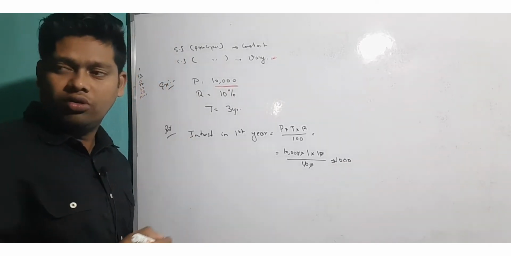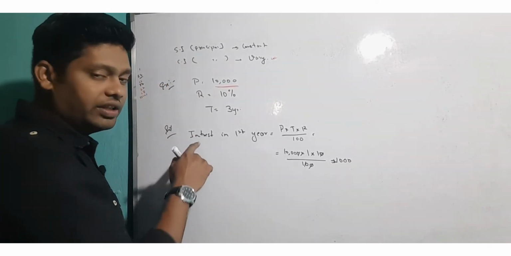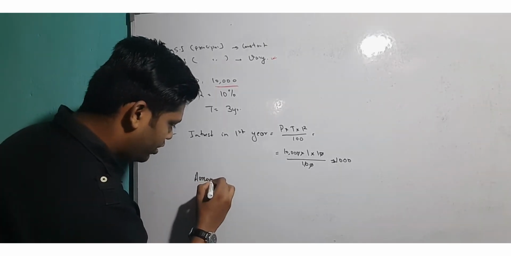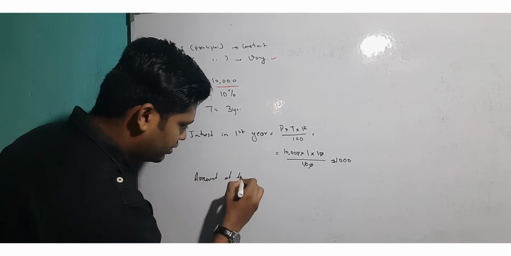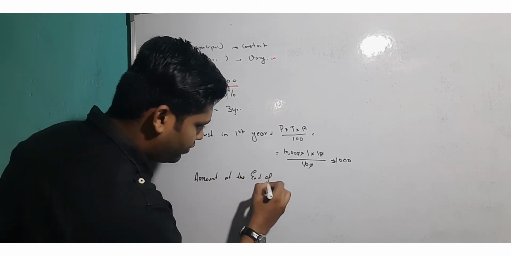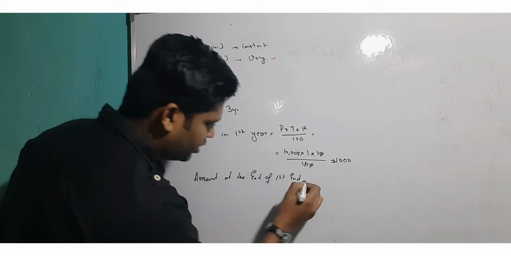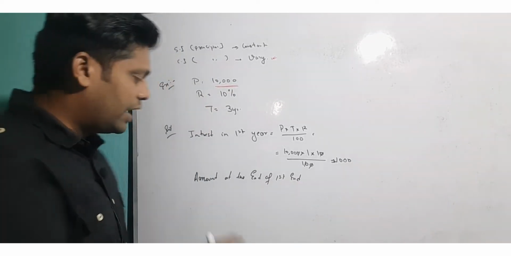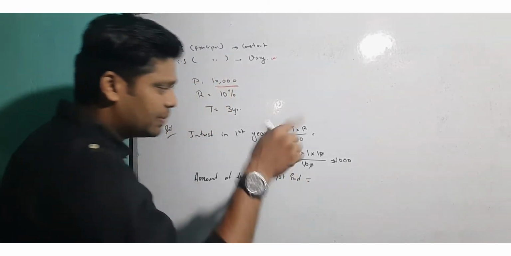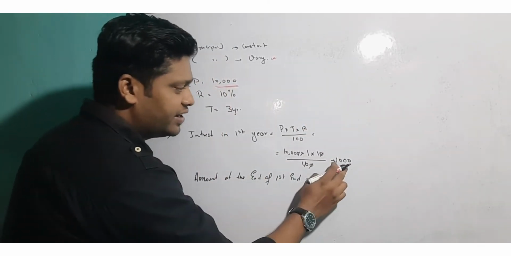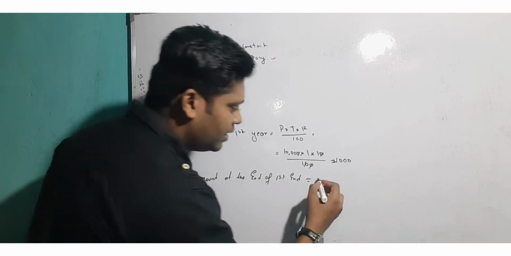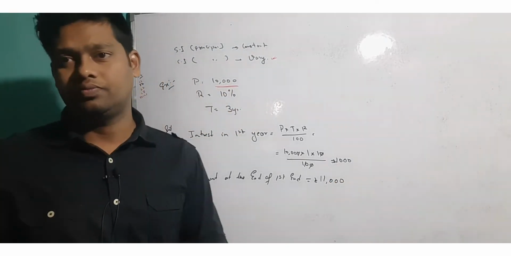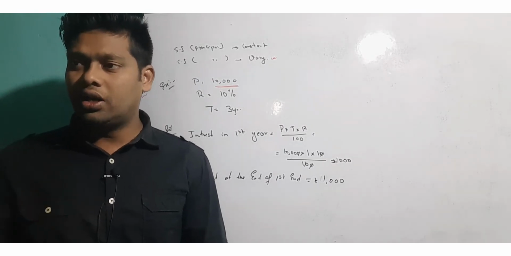Okay, now what do I have to do? I have to find out the amount. After getting the interest, I have to find out the amount at the end of the first year. After finding out the amount, the year is done. So you write: amount at the end of first year is how much? Principal plus interest. Principal is 10,000 and interest is 1,000. This is the formula. So it will be 11,000. Up to here it's clear. Now we'll enter into the second year.